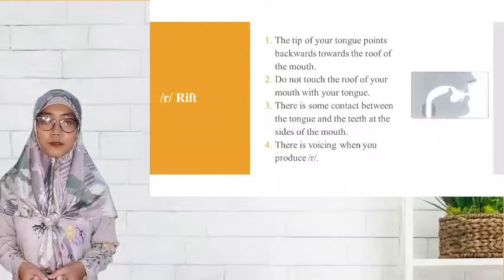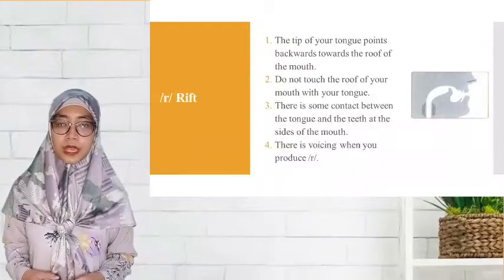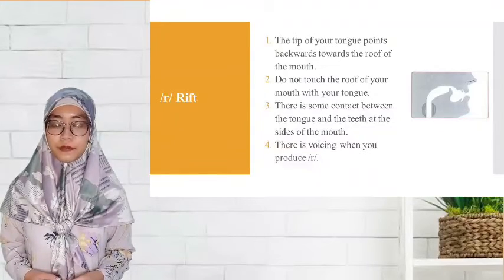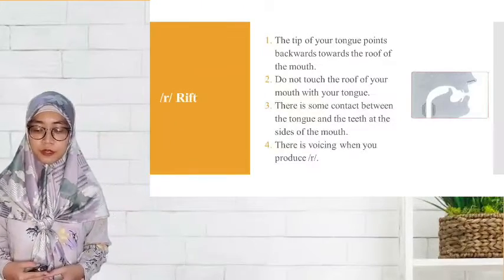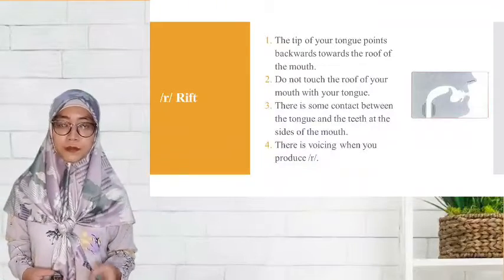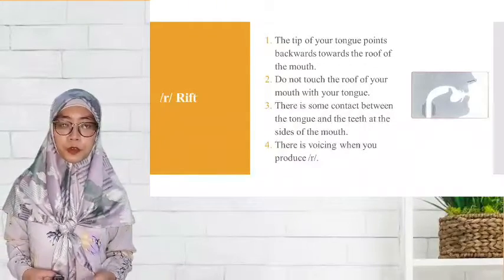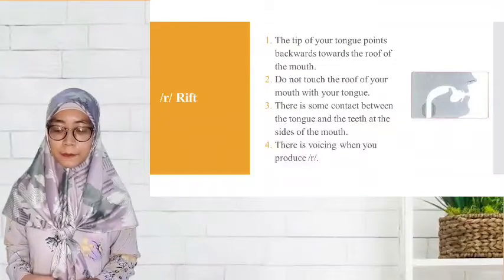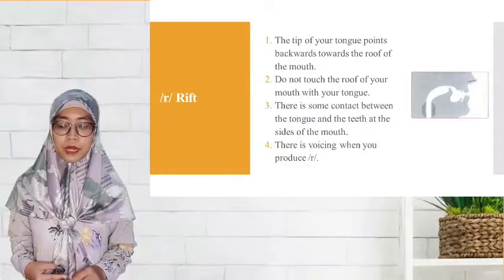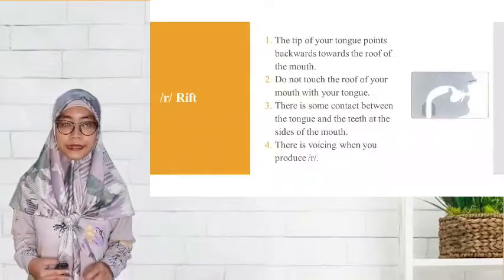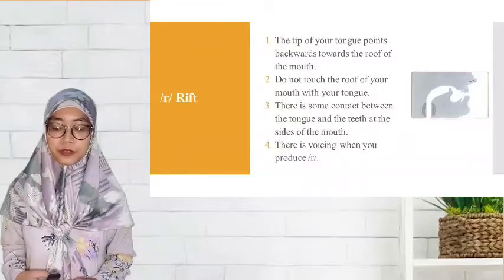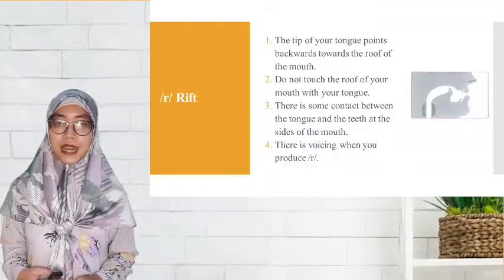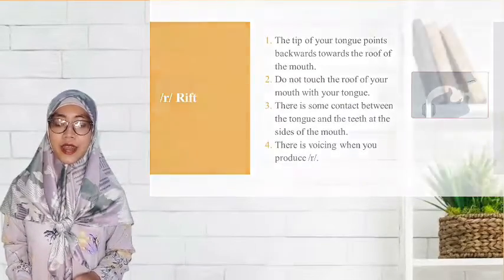Now the last consonant for this video is r, as in the word thrift. How to produce the r sound? The tip of your tongue points backward towards the roof of your mouth. Do not touch the roof of your mouth using your tongue. And there might be some contact between the tongue and the teeth at the side of the mouth. You will feel voicing when you produce the sound, er, er, er.